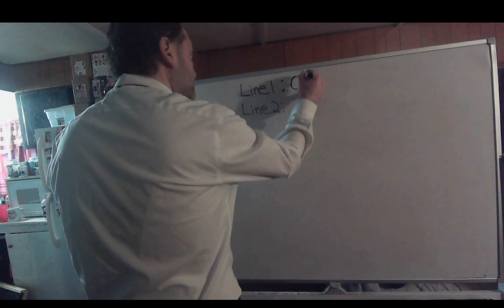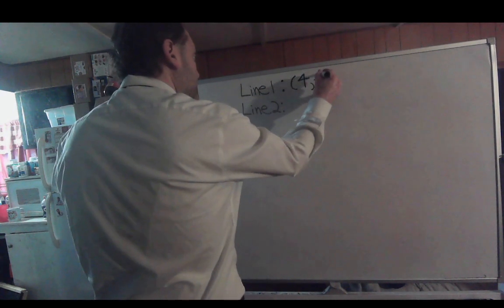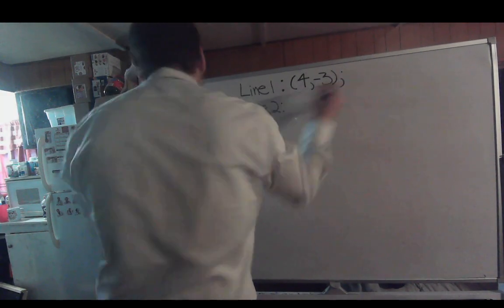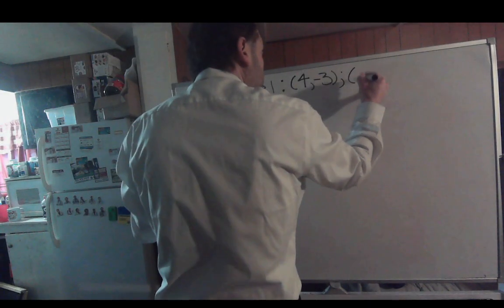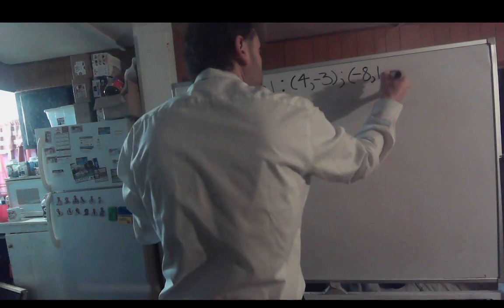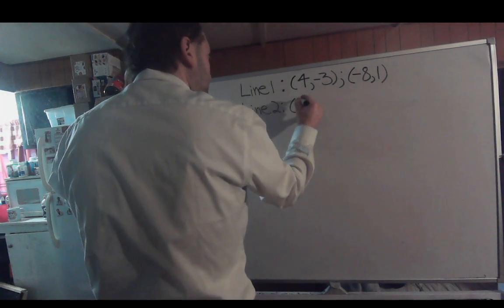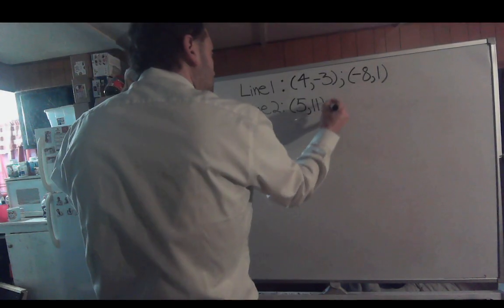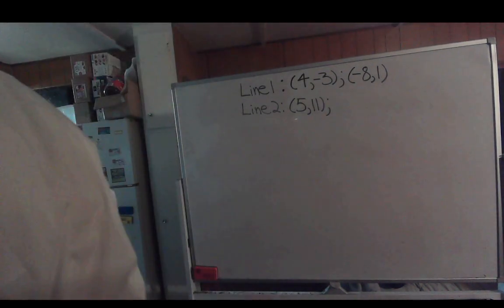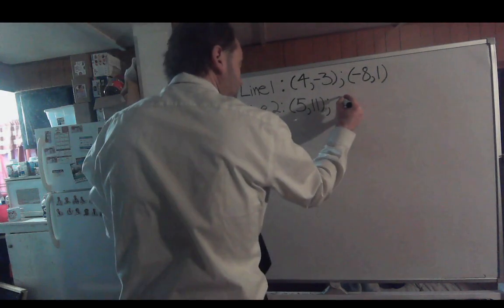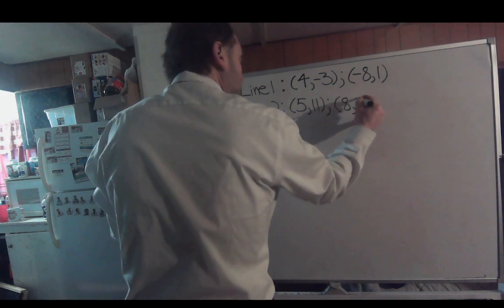Alright, so let's see. Line 1 goes through the point, so far we have 4, -3, as well as -8, 1. Then line 2 goes through the point 5, 11, as well as the point 8, 20.